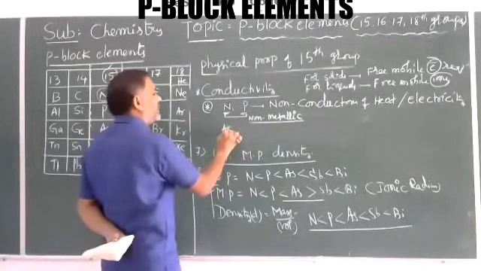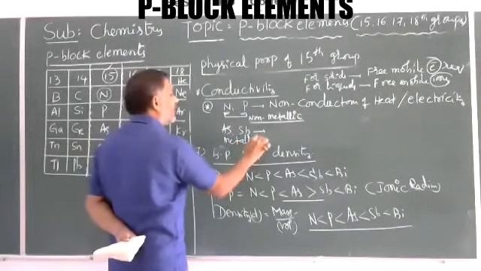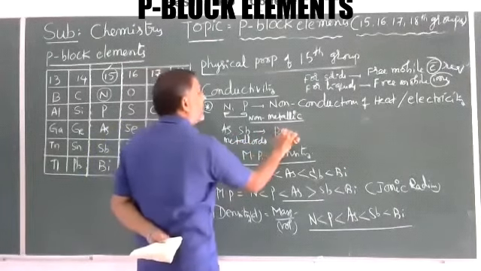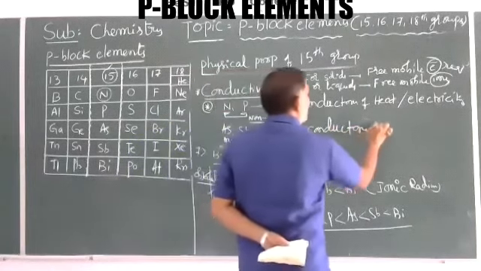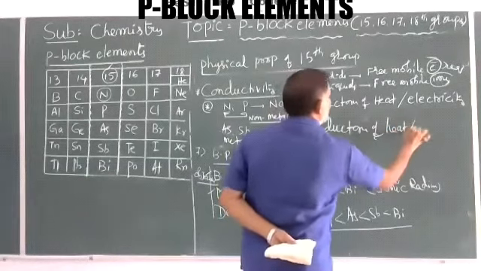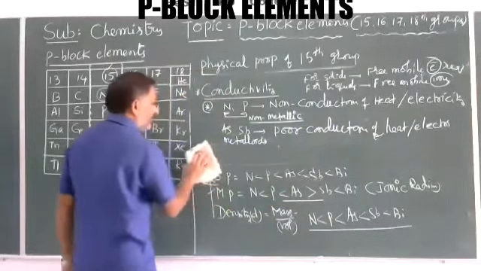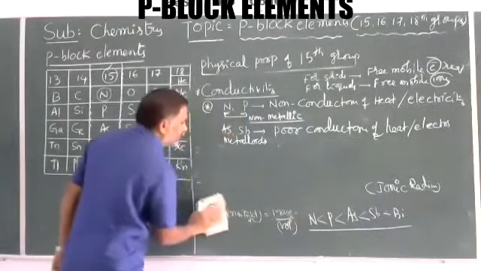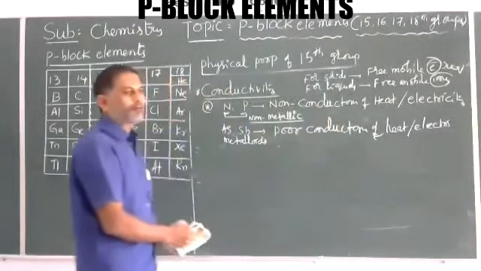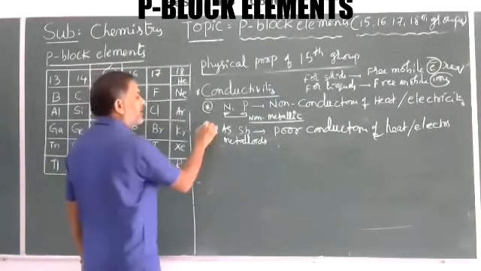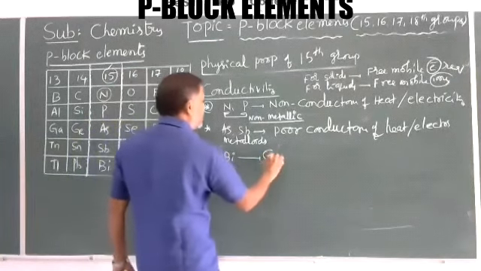Now As and Sb, these two are metalloids, and are generally poor conductors of heat and electricity. The last one, bismuth, is a good conductor of heat and electricity, due to the presence of free mobile ions in its metallic structure. So Bi is a good conductor.